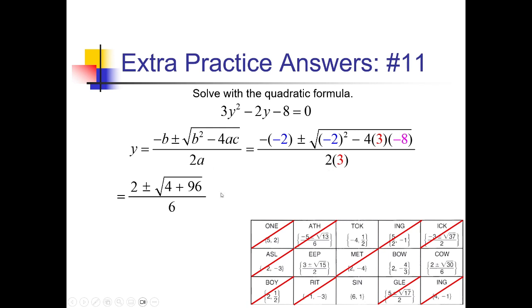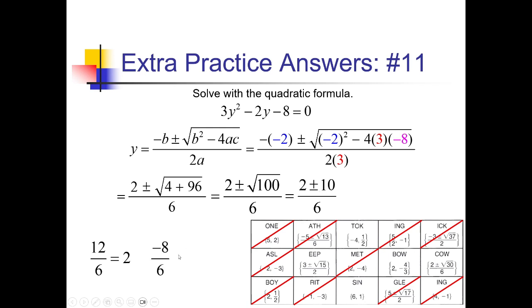4 plus 96 is 100, and I know that's square root. That's 10. So 2 plus 10 over 6, that's 12 over 6, which is 2. 2 minus 10, that's going to be negative 8 over 6, which reduces to negative 4 over 3. 2 and negative 4 over 3, I see that right here kind of in the middle, so that's Bo is gone.